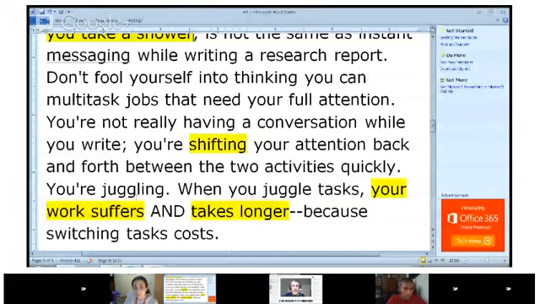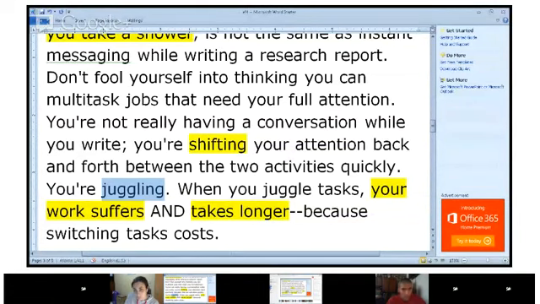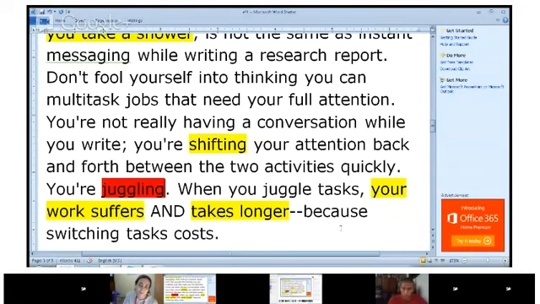Now, Selma has talked about this. What takes longer? What causes your work to suffer? Somebody mentioned the quality of your work goes down. What does she call that activity? We've talked about it, and it's in the article. Juggling. Yes, juggling. Okay, so in her opinion, is juggling good or bad? It's bad. Okay, I'll color it red.